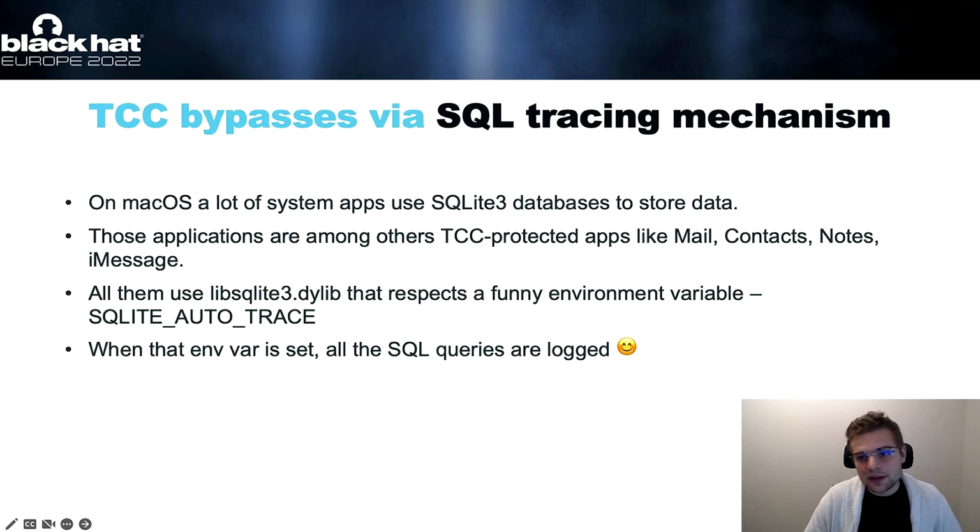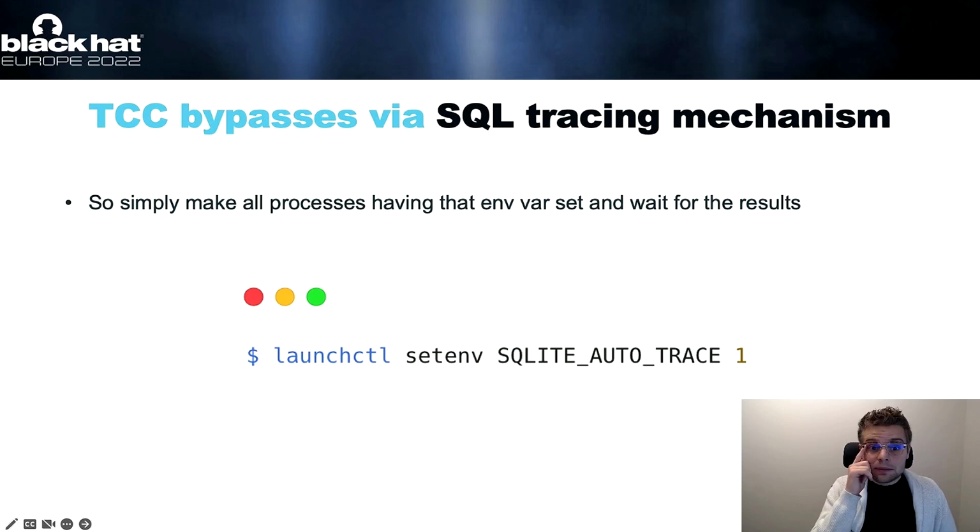There are a lot of small applications on Mac that use SQLite 3 under the hood to store data. Some of those applications have resources protected by the TCC, like Mail, Contacts, Notes, iMessage, etc. All of them use the libsqlite3 dynamic library, which handles all of the SQLite 3 stuff, and the library respects the SQLite auto-trace environment variable. When it's set, it logs all of the used SQL queries. And on Mac, there is a simple way to enable an environment variable globally: with just launchctl setenv, I was able to do so.